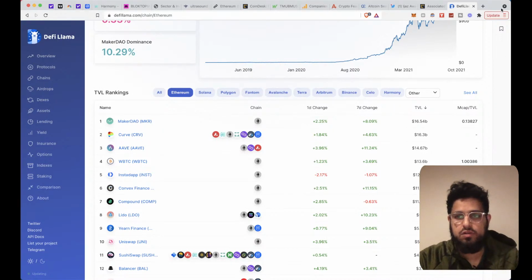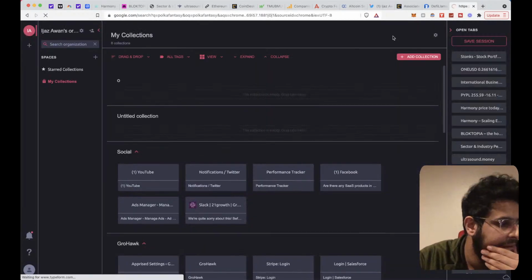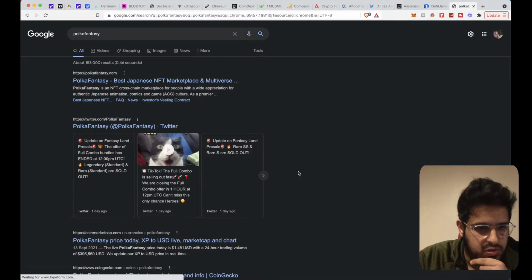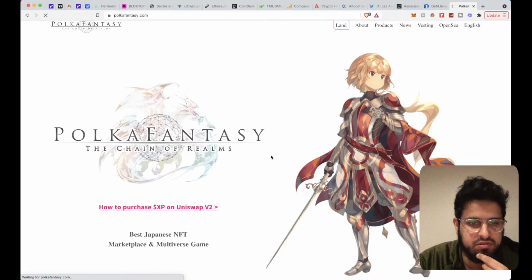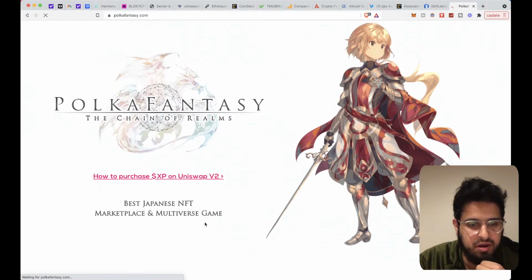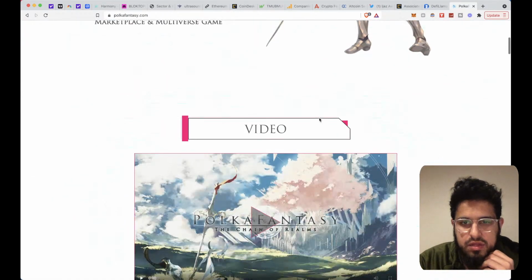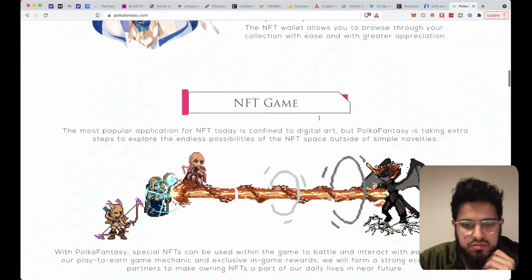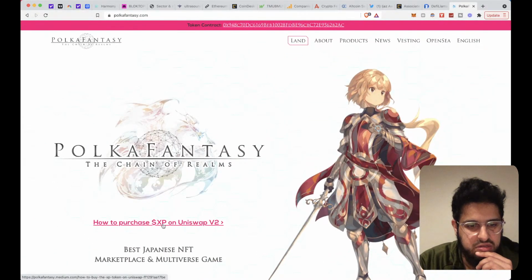All right, let's take a look at Poker Fantasy. This is Metaverse and gaming as well, isn't it? Yep. NFT marketplace, multiverse game. This is obviously built on Polkadot, isn't it? Yeah. There you go. It's another one we can look at. What's the coin called? XP.